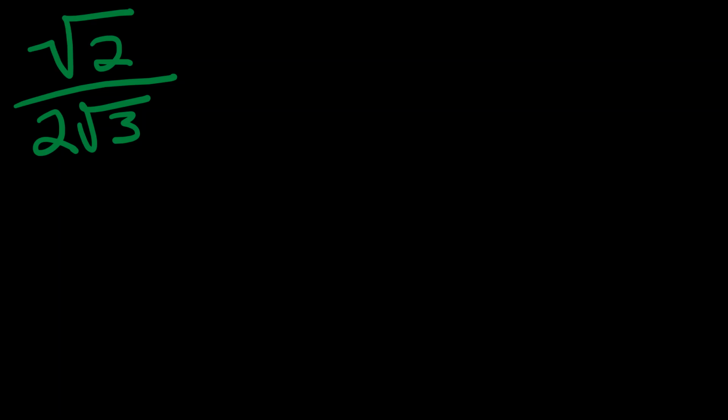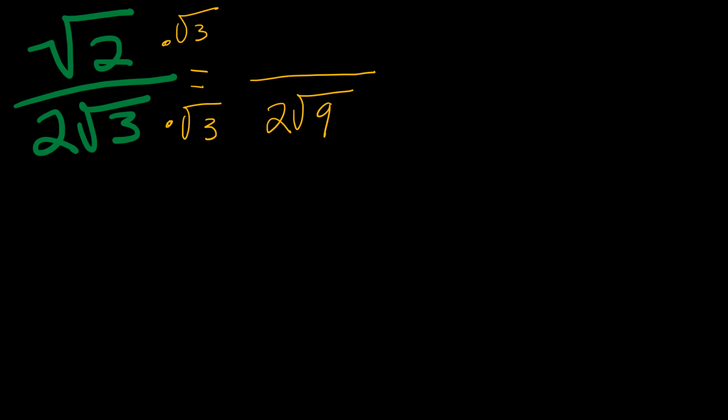So we have root 2 divided by 2 root 3. There's nothing to simplify here, so let's just rationalize the denominator. Let's multiply the top and bottom by root 3. And when I do that, I'm going to get 2 root 9 on the bottom and root 6 up top.